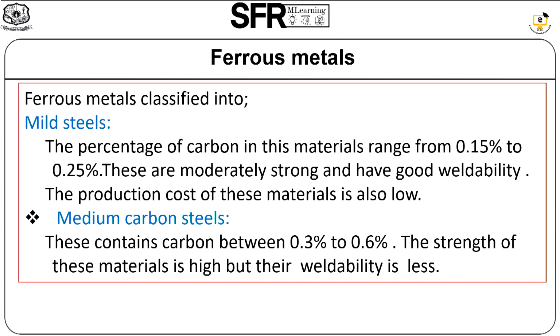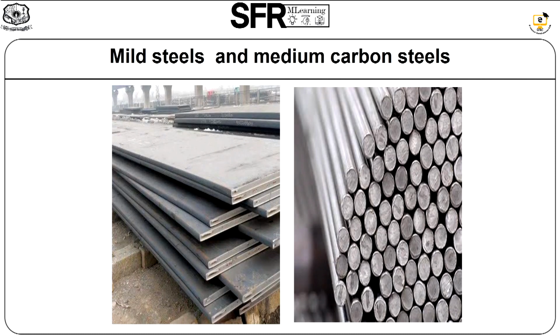Mild steels: the percentage of carbon in these materials ranges from 0.15% to 0.25%. These are strong and have good weldability. The production cost of these materials is also low. Next, medium carbon steels: these contain carbon between 0.3% and 0.6%. The strength of these materials is high, but their weldability is comparatively less. This is an example of mild steel and medium carbon steel.